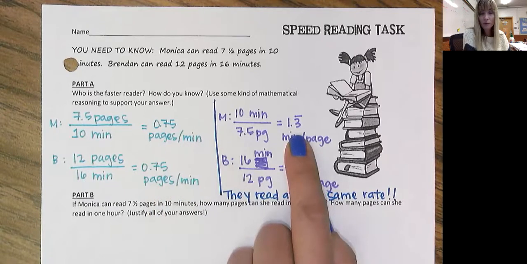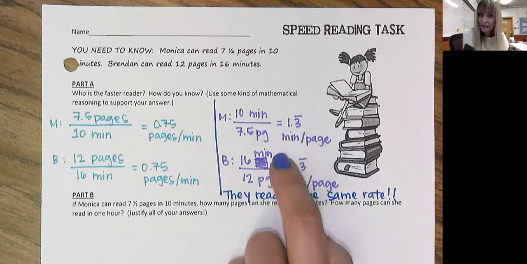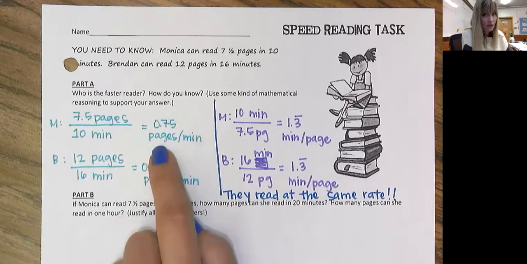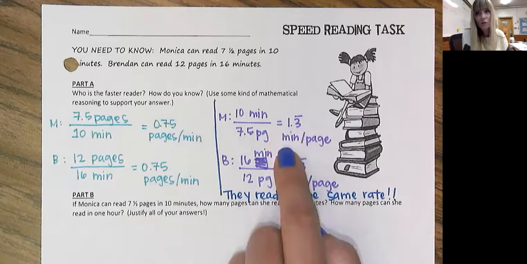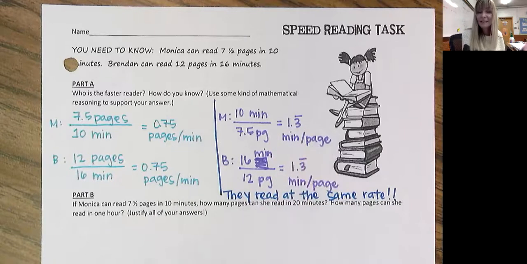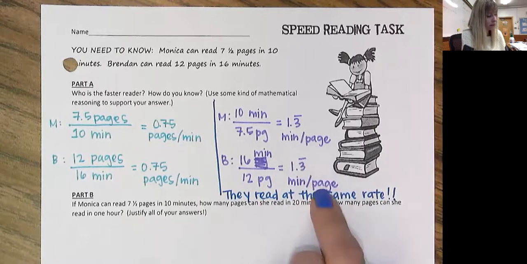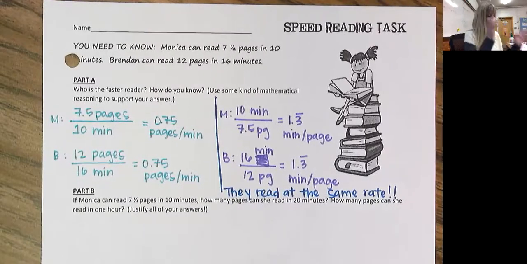It just flipped over. This 1.3 repeating tells you how many minutes it takes Monica to read one page. So this over here is how many pages she can read in 1 minute. This is how many minutes it takes to read one page. But still, it's the same rate. 1.3333, that's 1 1/3 minutes per page. They read at the same rate. That's what that means, okay? Monica and Brendan read at the exact same rate.